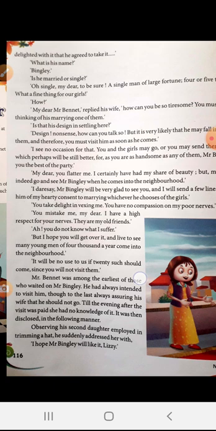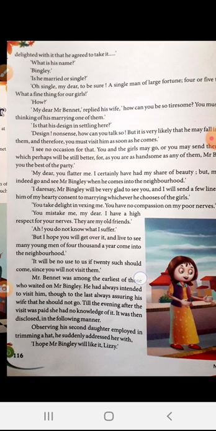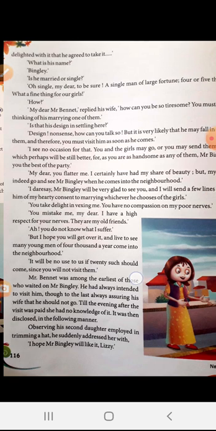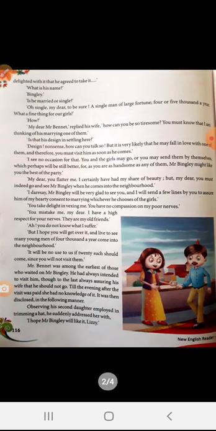"What is his name?" "Bingley." "Is he married or single?" "Oh, single, my dear, to be sure. A single man of large fortune, four or five thousand a year. What a fine thing for our girls."